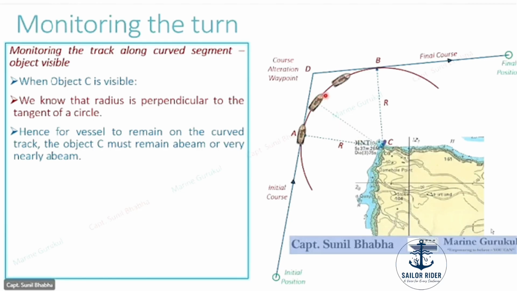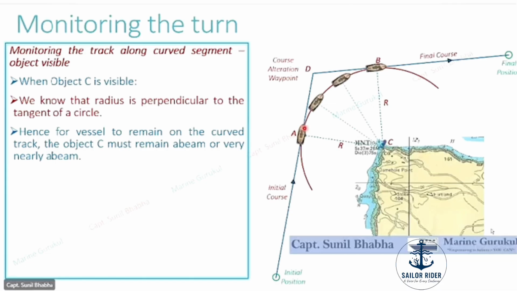As the ship progresses further and reaches this particular point, again the fore and aft line is tangential, bearing of the lighthouse is the radius. Both are at right angles, so lighthouse should be abeam. And eventually moving to point Bravo, again we can see the fore and aft line is the tangent, bearing of lighthouse is the radius, both at right angles, so lighthouse should remain abeam.